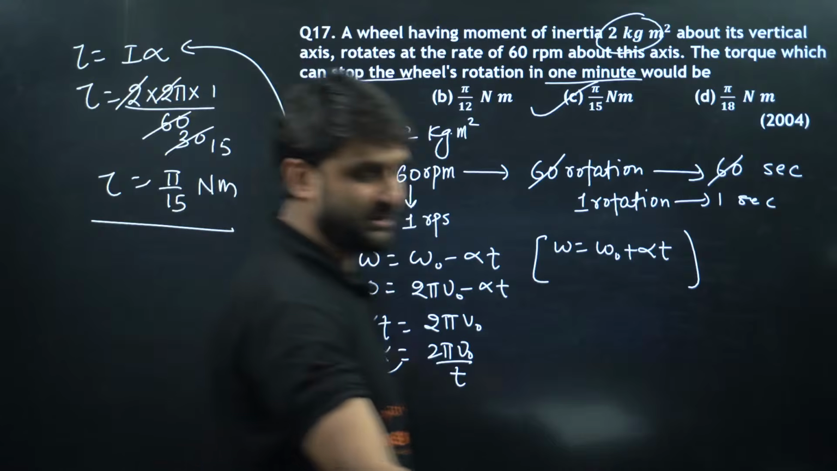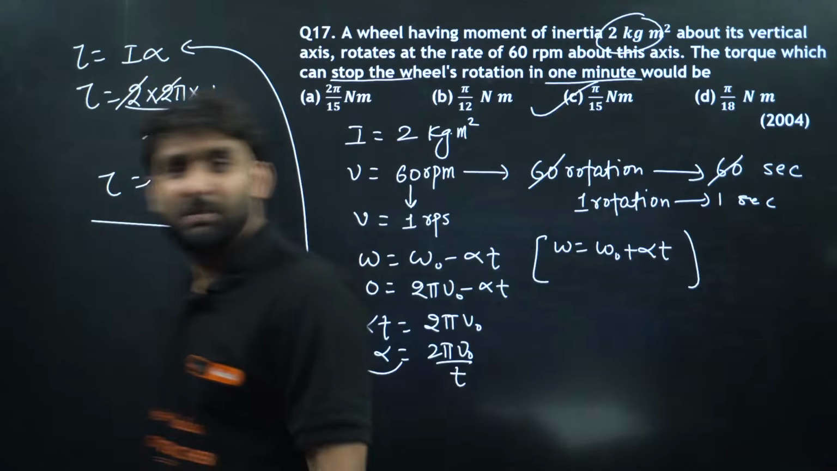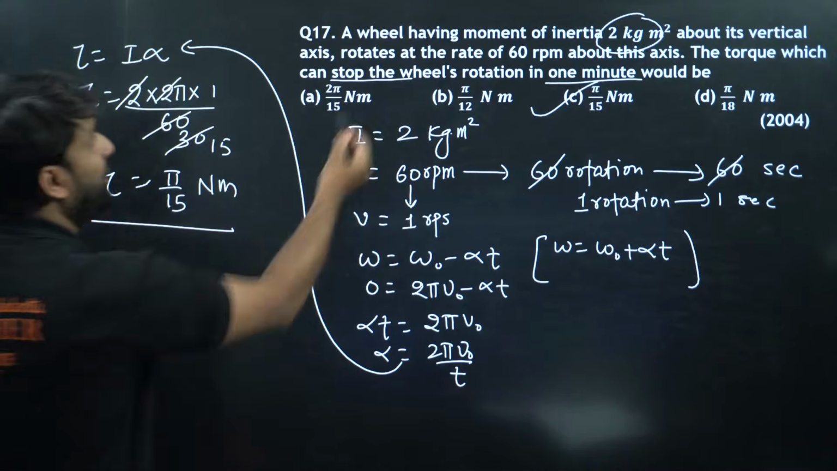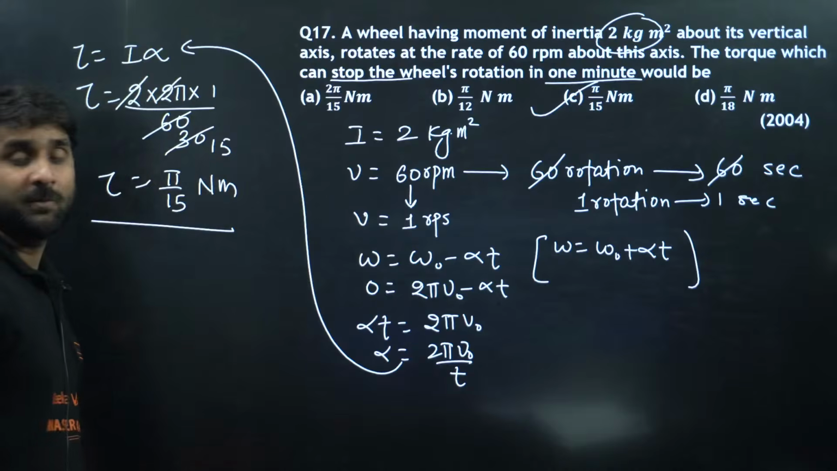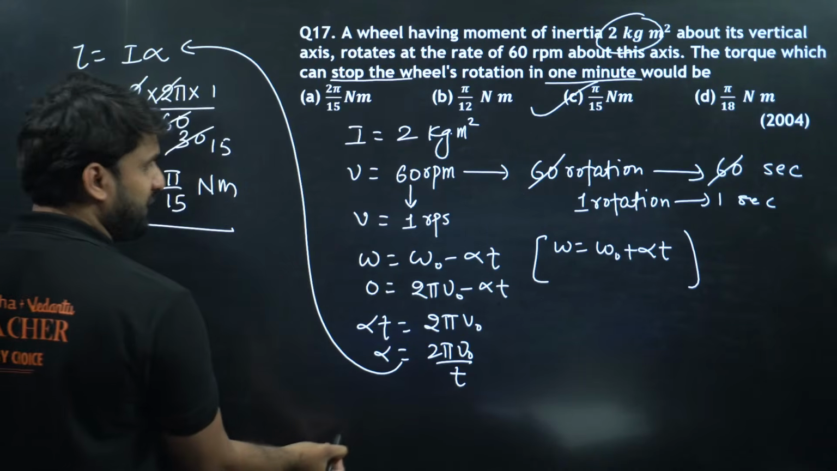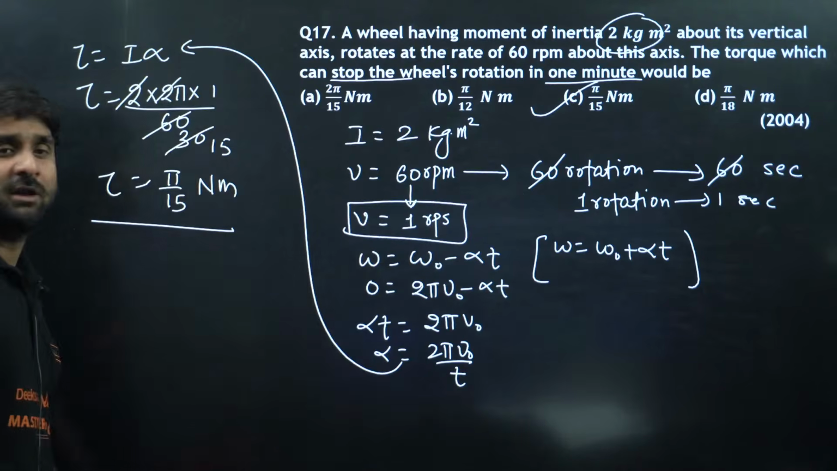Look at the solution, the way I have solved the question. This is just magic. Pi by 15. So I hope you have understood, right? We want to stop it, so the final velocity will be 0. And omega naught can be written as 2 pi nu naught. And nu naught is what? Frequency. We have frequency here, RPS.